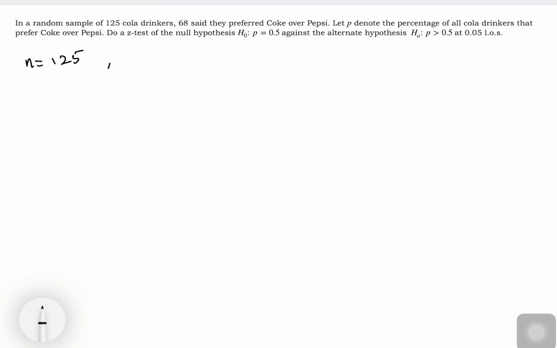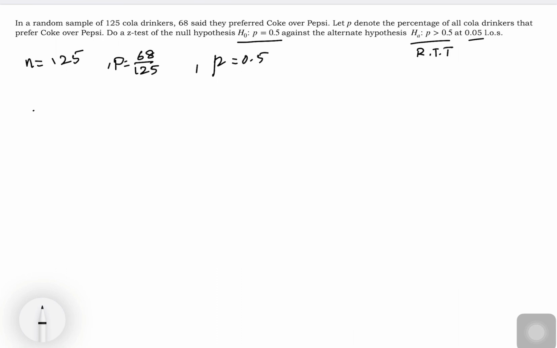Okay, so 68 out of how many? 125. So that will be the proportion of success in the sample. They said that they prefer Coke over Pepsi. Let P denote the percentage of all cola drinkers that prefer Coke over Pepsi. That is for the entire population. Do a Z test of the null hypothesis H naught: P equals 0.5 against P greater than 0.5. So P greater than means it is a right-tailed test at 0.05 level of significance.